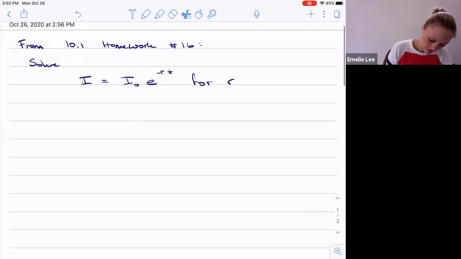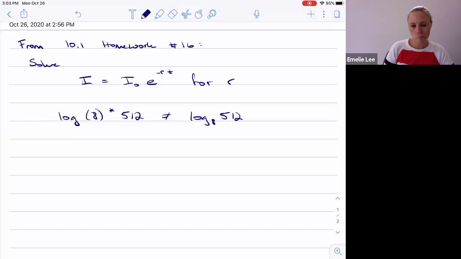Okay, but I'll just say this, that the log of 8 times 512 is not the same as log base 8 of 512. So just be careful there. Let me know if it's still giving you grief though. Okay. That'll do it. Awesome.